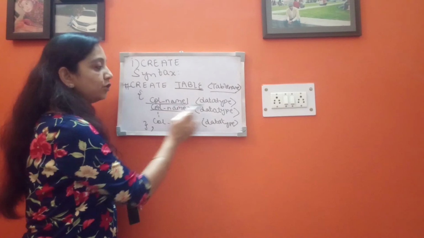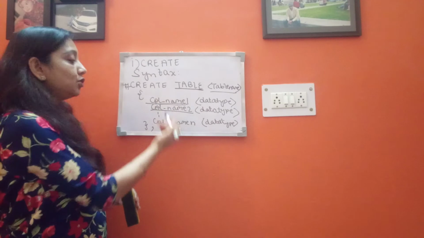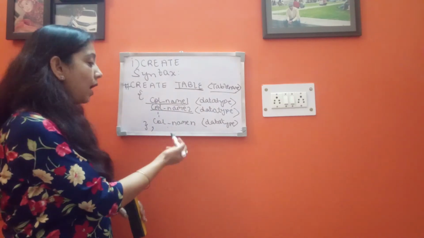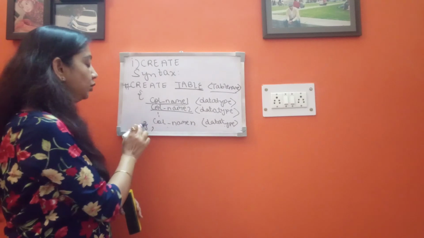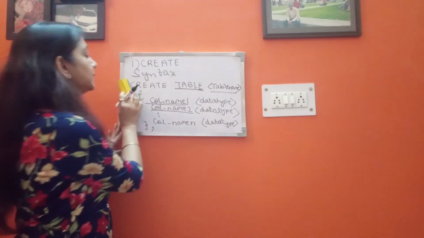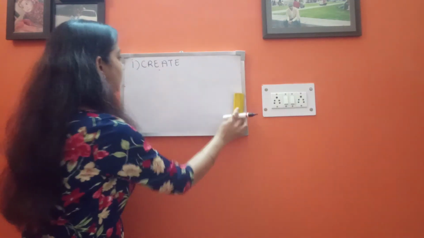Column first attribute, its data type. Second attribute, its data type, and so on till the nth attribute, depending upon the number of attributes you have. Its data type, and then you close with a closing parenthesis and semicolon. So this is the syntax for the create command. Now we will see an example of the same.